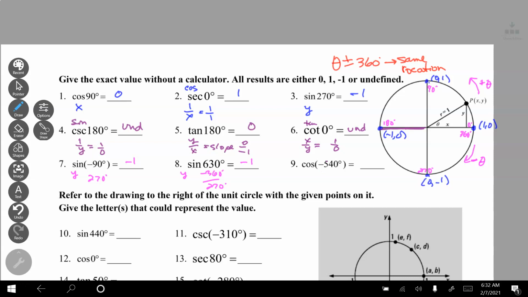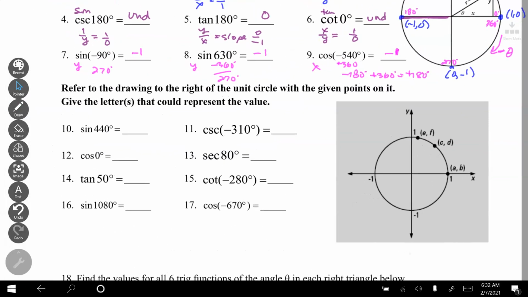And if you don't like this angle, you could add 360. You get -180. If you still don't like this, you could add 360 again. Then you get positive 180 degrees. And the x value at positive 180 degrees is -1. So that's how I do these values.